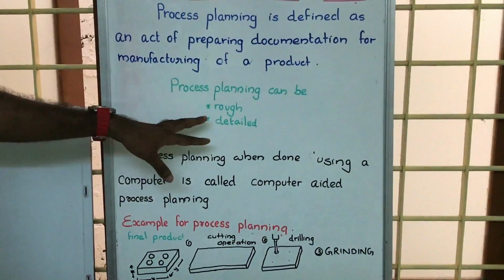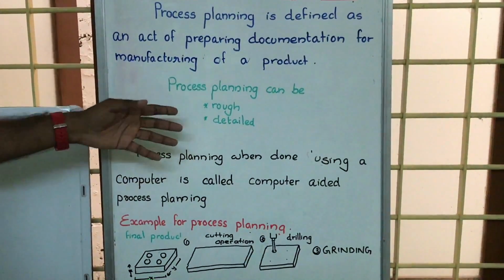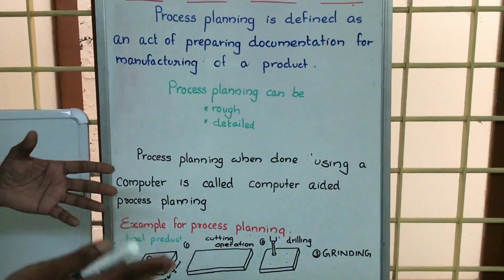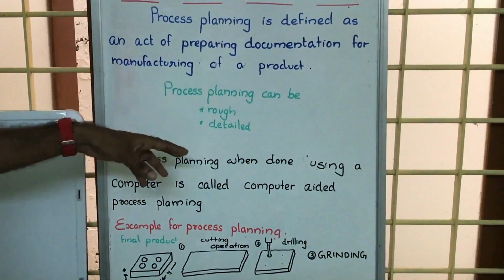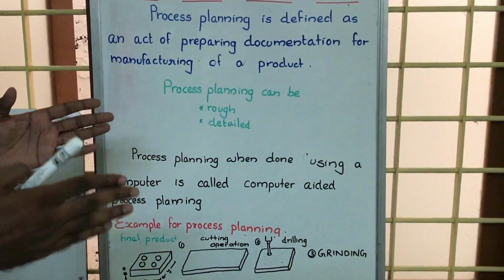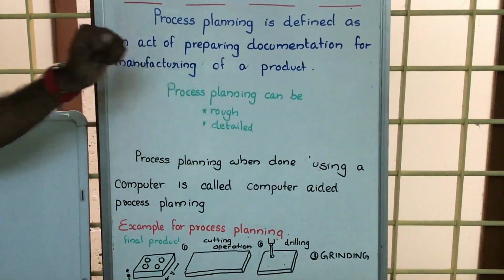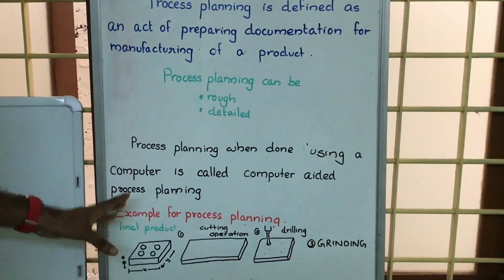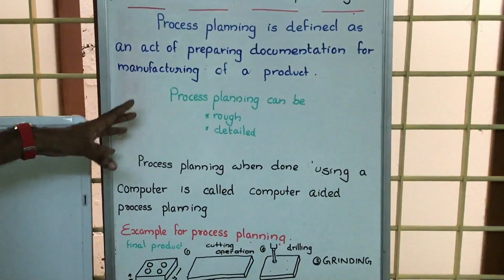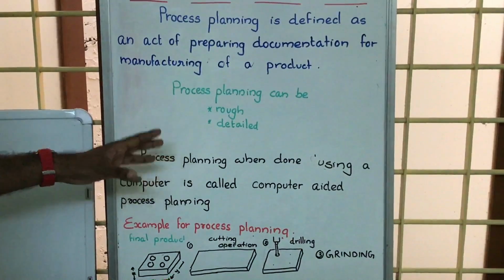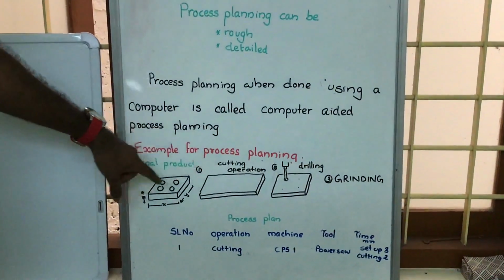There are two types of process planning: rough and detail. Rough means for some parts we don't need that much accuracy or precision, and detail means we have to make a detailed plan for some complicated operation like assembling a vehicle. Before going to computer-aided process planning, we must understand what process planning is. For that, I will explain an example.